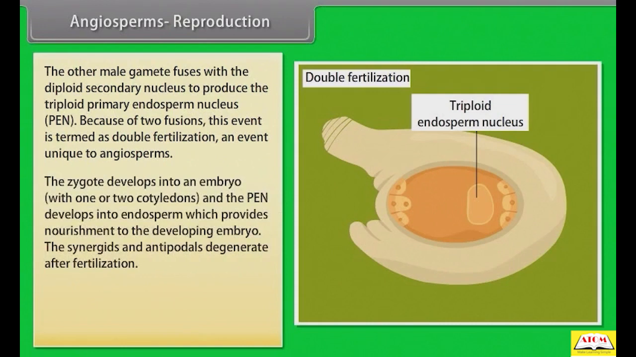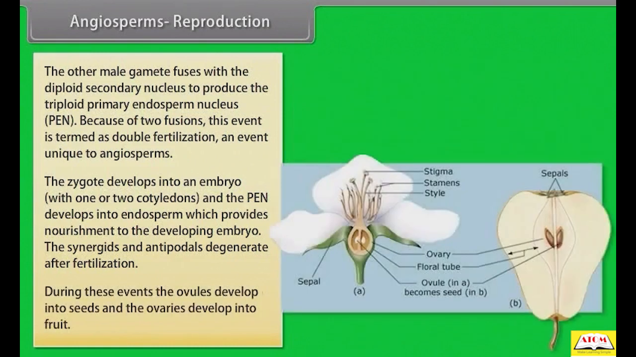The zygote develops into an embryo with 1 or 2 cotyledons, and the PEN develops into endosperm, which provides nourishment to the developing embryo. The synergids and antipodals degenerate after fertilization. During these events, the ovules develop into seeds and the ovaries develop into fruit.